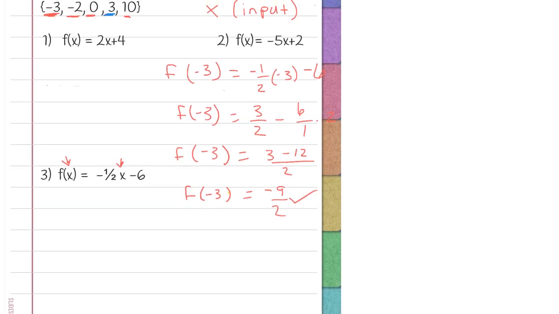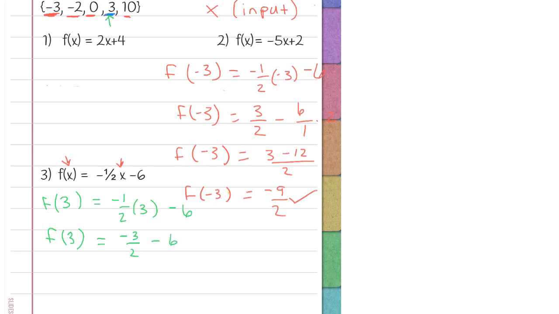Let me get my pen ready. Instead of putting x, I'm going to put parentheses and leave it blank, because that's where my input is going to be. What is my input? For this case, it's going to be 3. So 3 is going to go in here and 3 is going to go in here. Now I can evaluate this. What is negative 1/2 times 3? That's just going to be negative 3 over 2. And then bring down the minus 6.